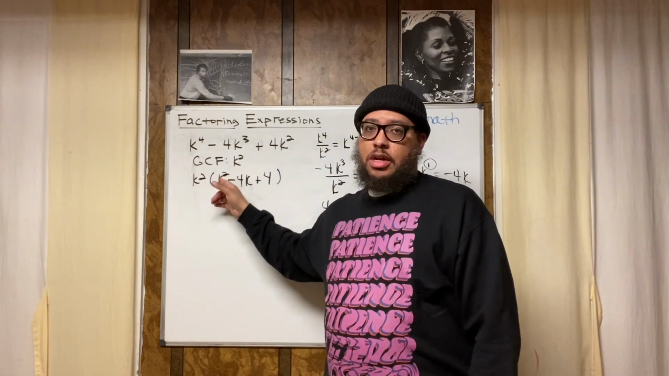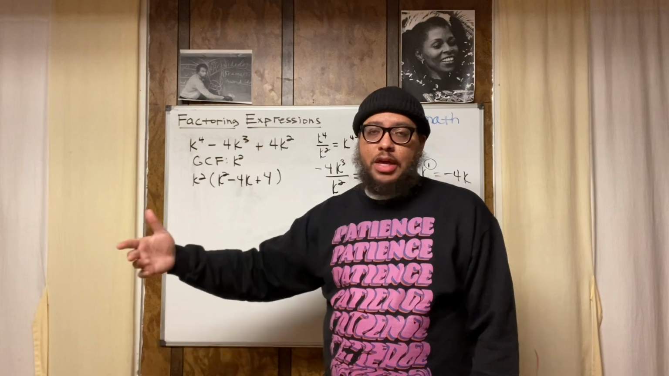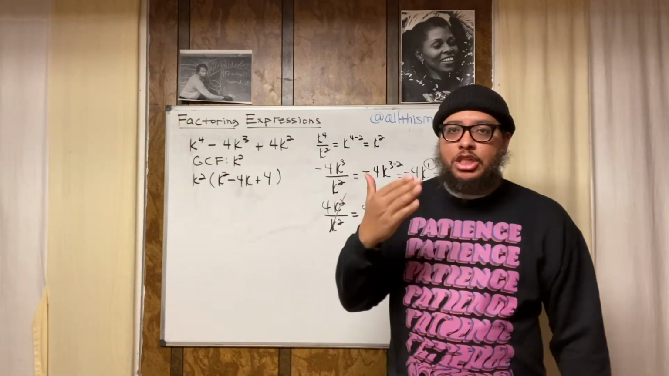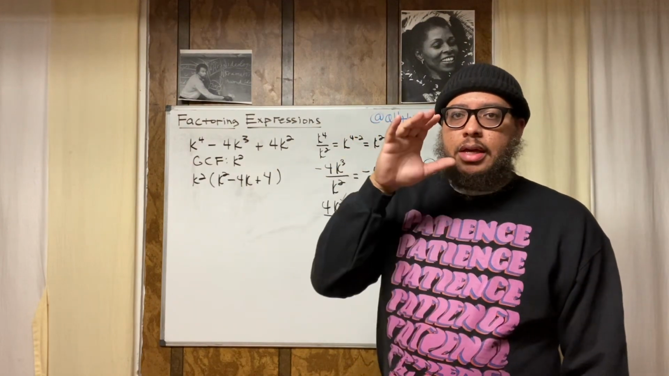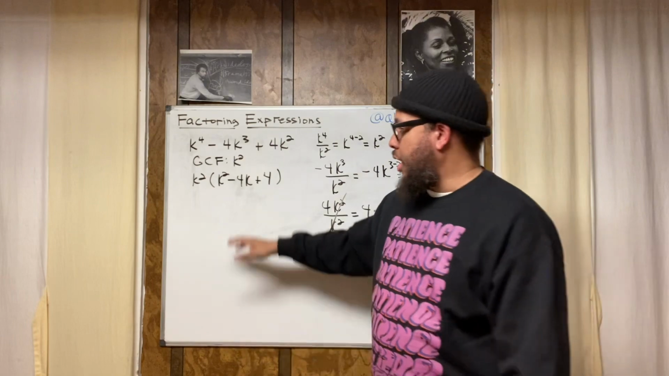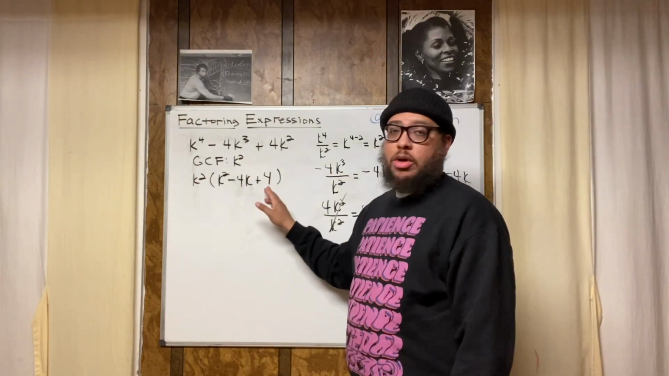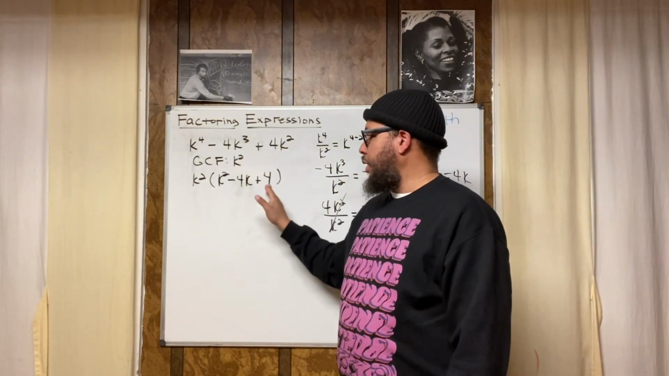Any variable that has an even numbered exponent is a perfect square. 2 is an even number, so k squared is perfect. K to the 4th, k to the 6th, k to the 10th, k to the 100th power, k to the 1000th power. Anytime your exponent is an even number, that specific term is a perfect square. So k squared is a perfect square. 4 is a perfect square because 2 times 2 equals 4. So the first term and the last term are perfect squares.